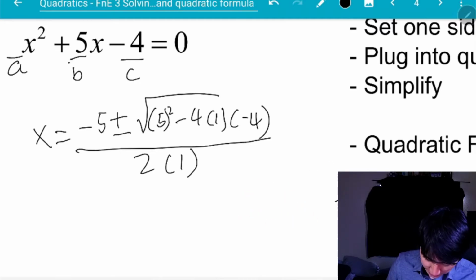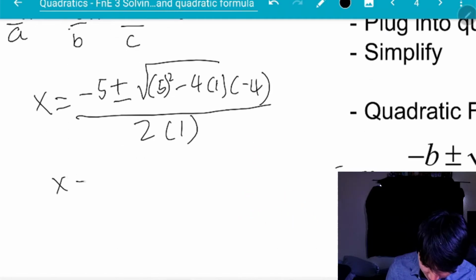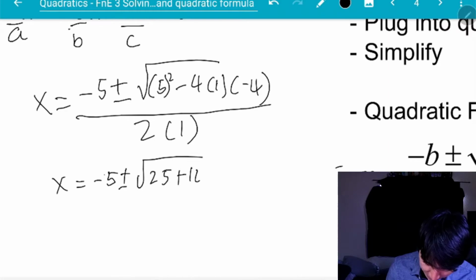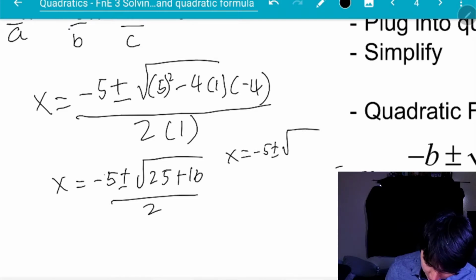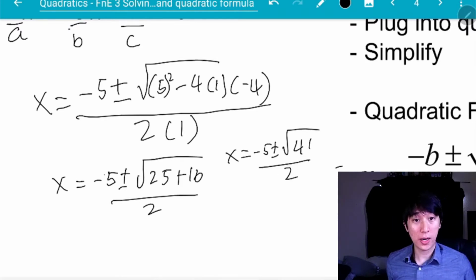But regardless, let's do the math. So we have x equals negative 5 plus or minus the square root of 25 plus 16, all over 2. So we have x equals negative 5 plus or minus the square root of 41 divided by 2. Now, is 41 a perfect square?